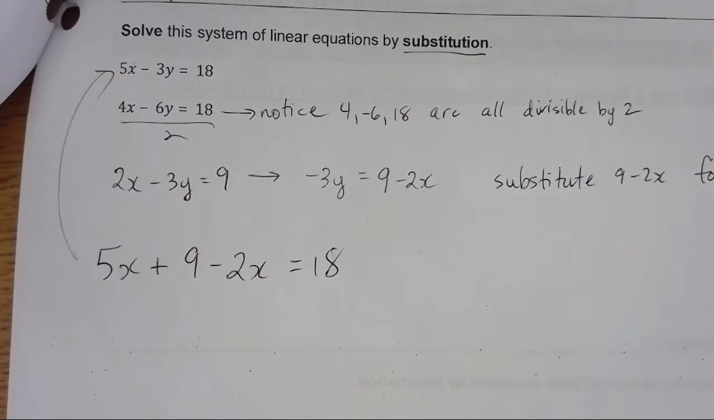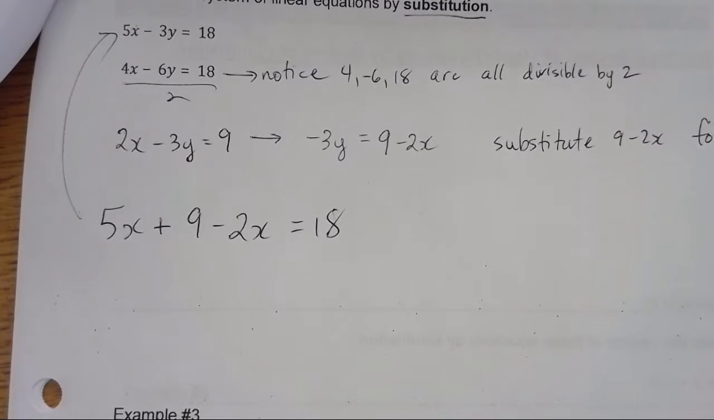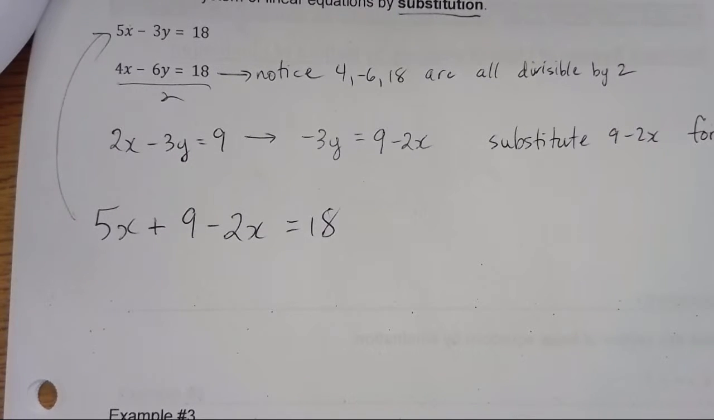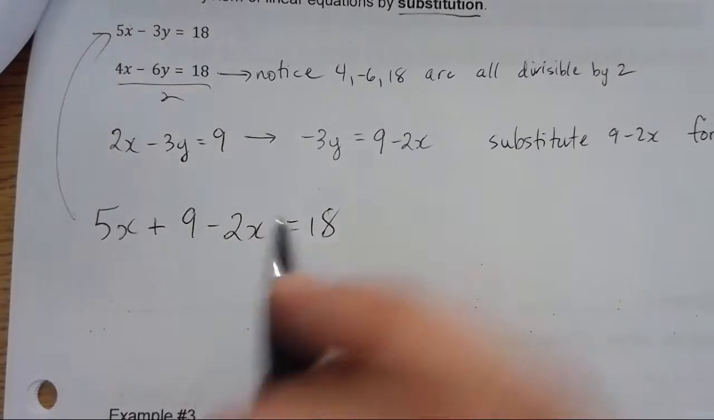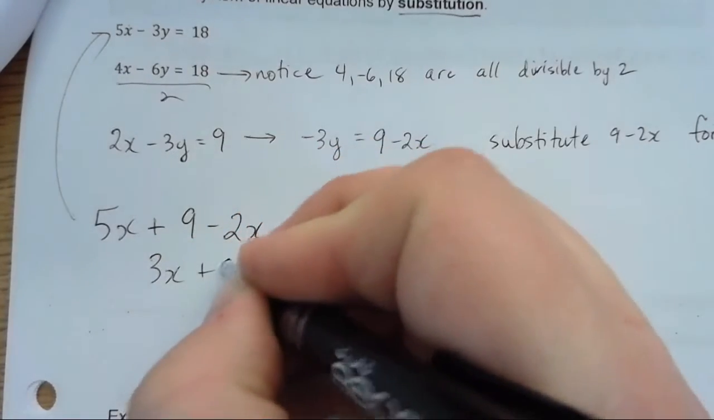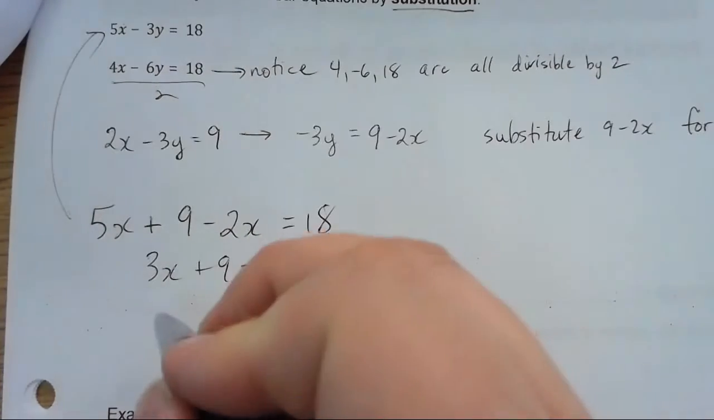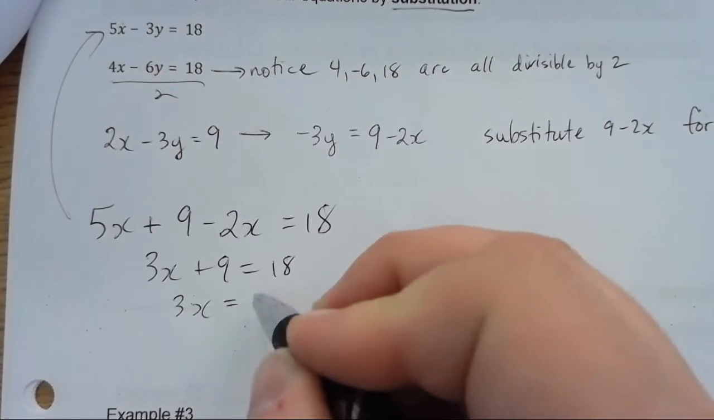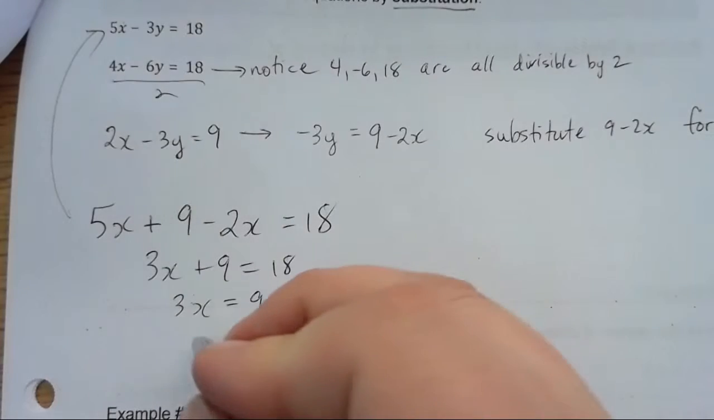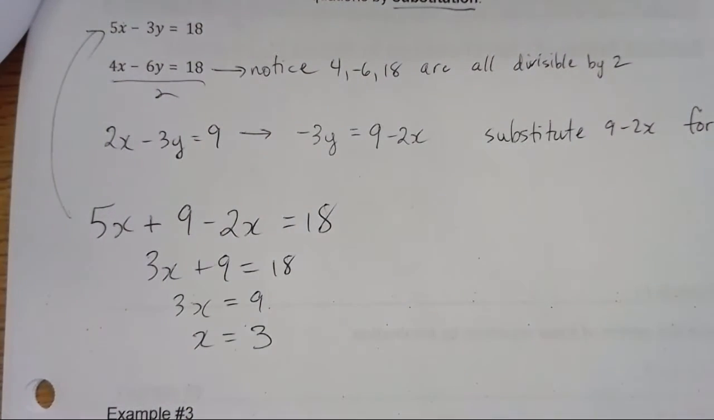Okay, and now that's grade 9 algebra now. It's one equation with one unknown. 5x's minus 2x's is 3x's. Now it's grade 8 algebra. I minus 9 from both sides. I divide both sides by 3. And I've solved for x.